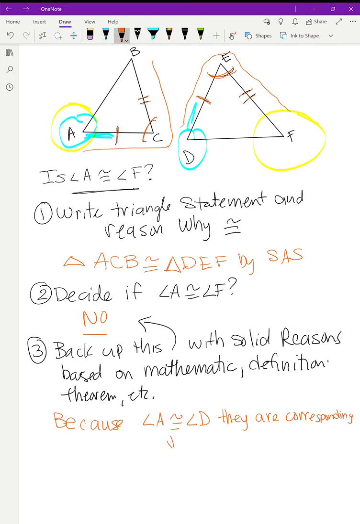So angle A is congruent to angle D by corresponding parts of congruent triangles are congruent. Therefore, angle A is not congruent, so you can make that your symbol for not congruent, to angle F.